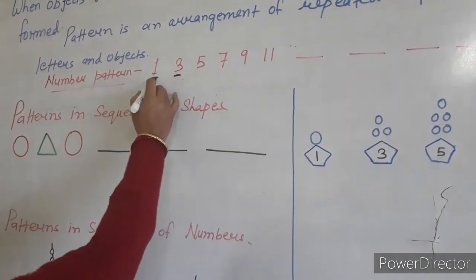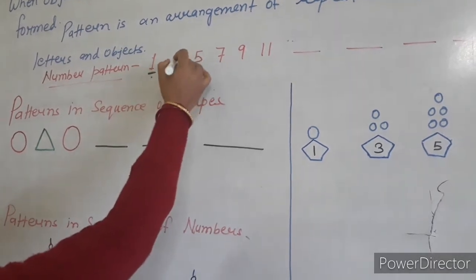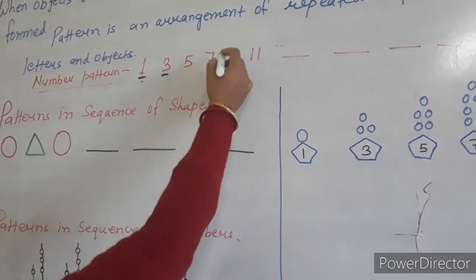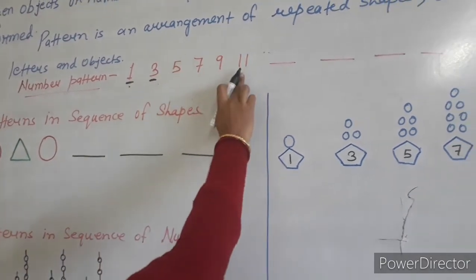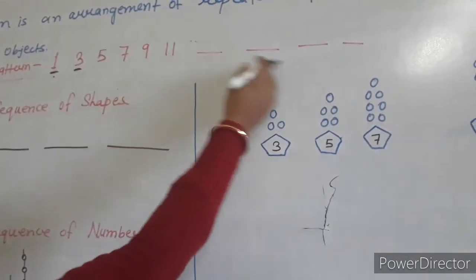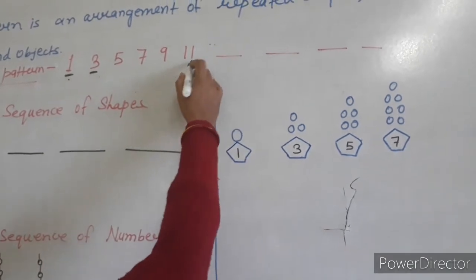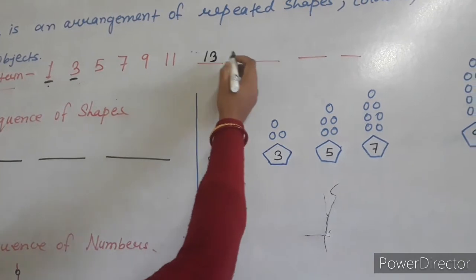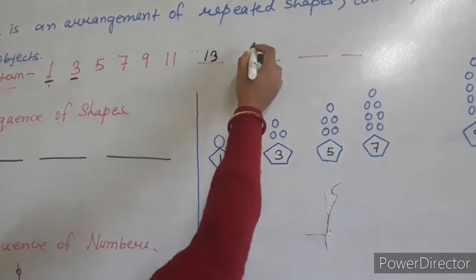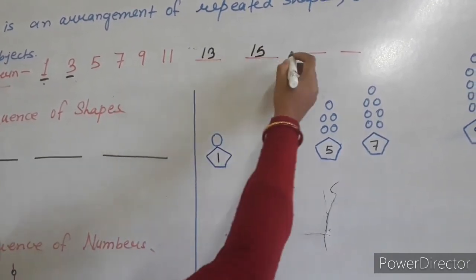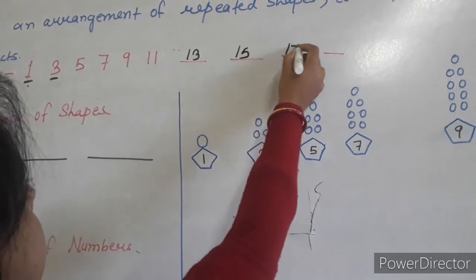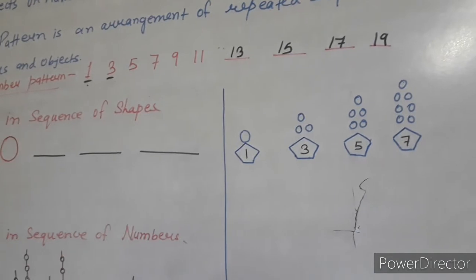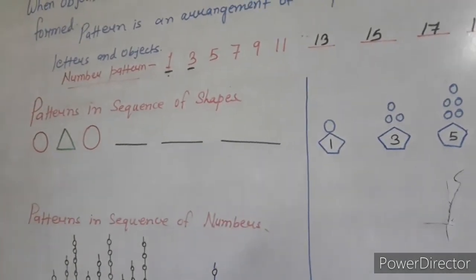That is, after 1, 2 is skipped, after 3, 4 is skipped, after 5, 6 is skipped, and after 7, 8 is skipped, and 9, then 10 is skipped. Like this you have to follow the rule. After 11, 12 is skipped, then you write 13, then after 13, 14 is skipped, then you write 15, 17, then 19, like this. Okay, this is the number pattern.